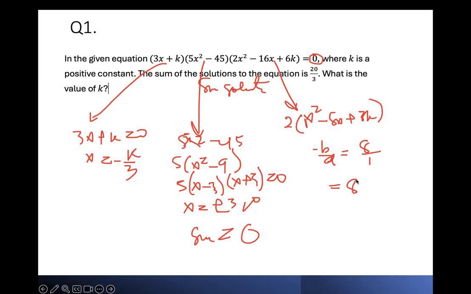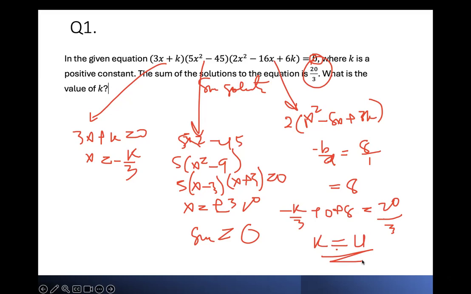You need to sum all of them together because they told you the summation will be 20/3. Therefore, −k/3 + 0 + 8 should give me 20/3. If you solve it, your k is going to give you 4. This is the way you solve this kind of question. Does it look challenging? I know you got it. You'll be able to handle it without any problem.